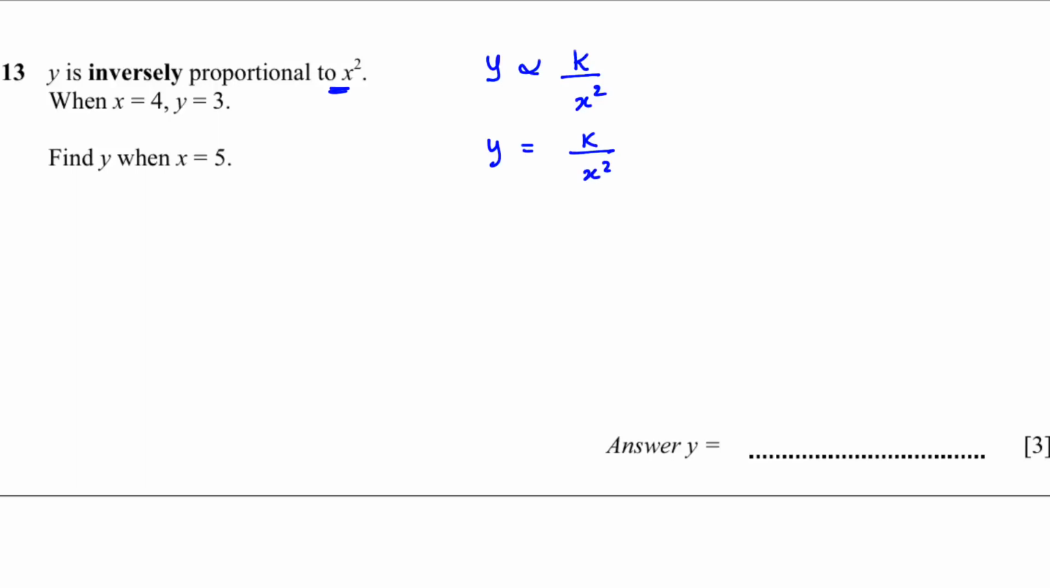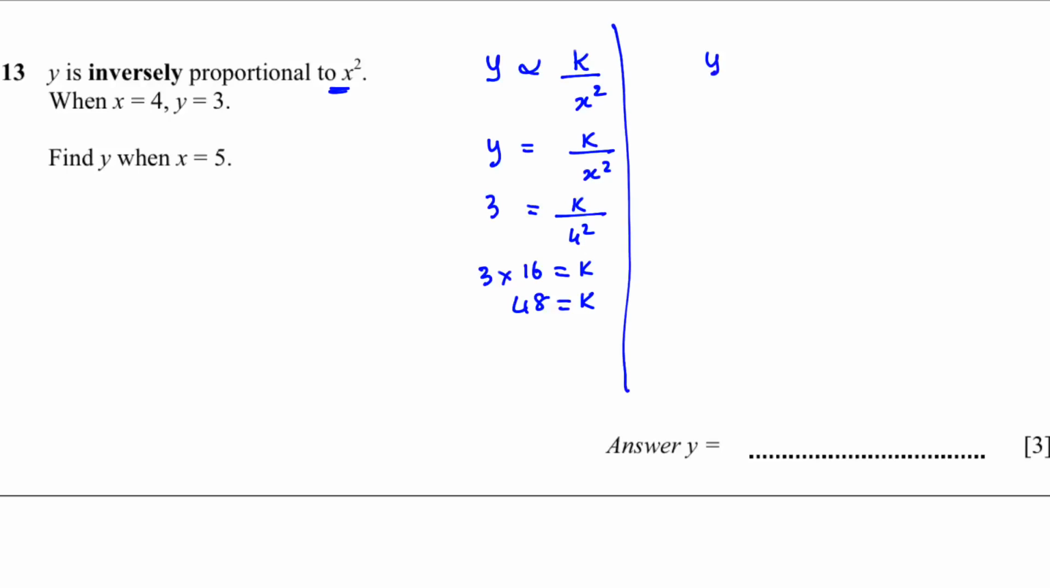Replace your y and x. 3 is equal to k over 4 squared. Therefore, 3 times 16 is equal to k. 48 is equal to k. So you have to first find your constant of proportionality, which in this case is 48. And then using the same formula, we replace the k with 48.